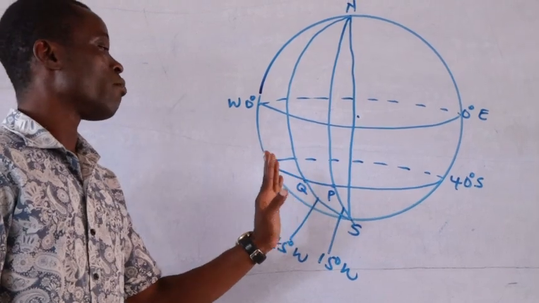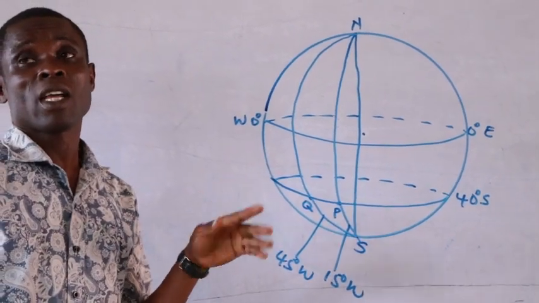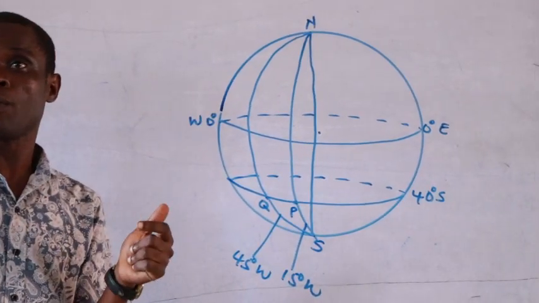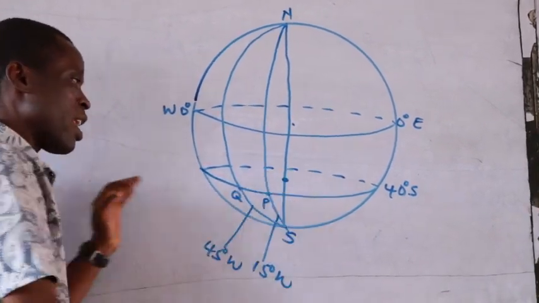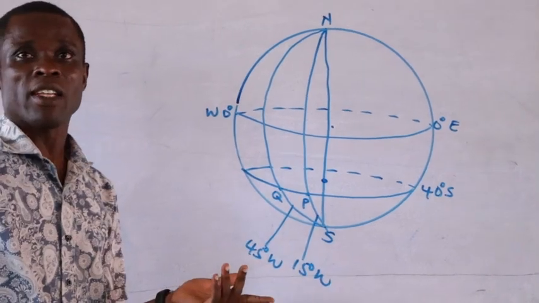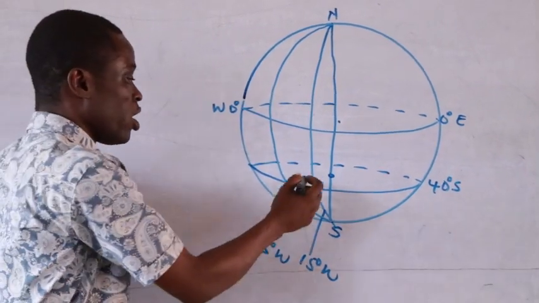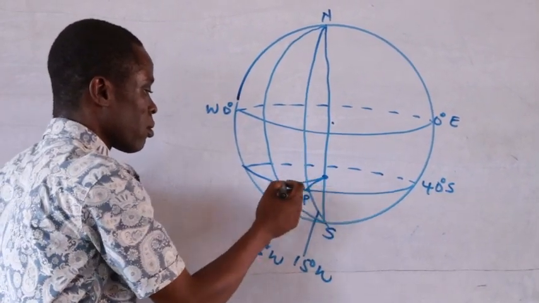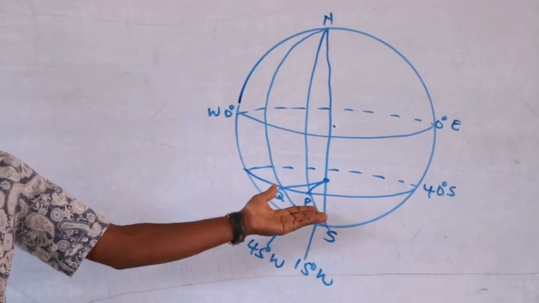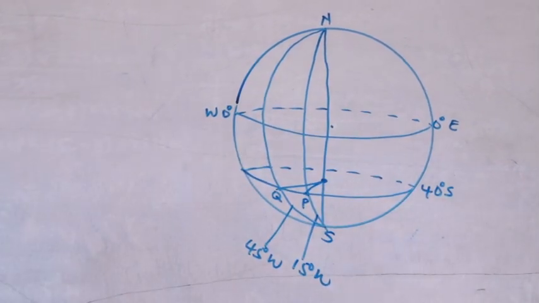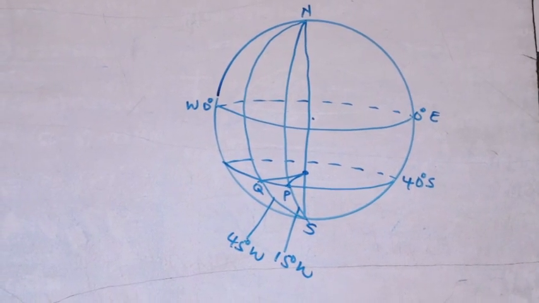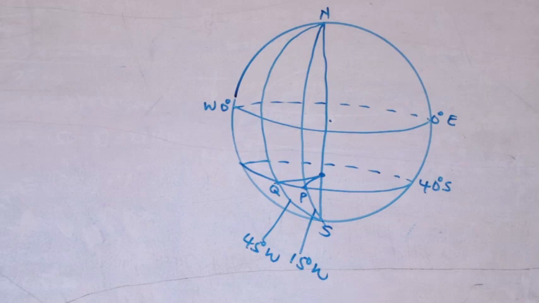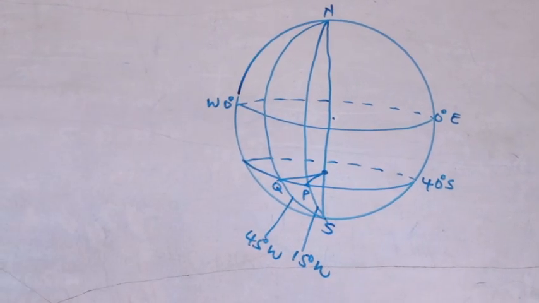The two of them lie on the same latitude, and that latitude is a small circle. Where is the center of this latitude? It is here on the polar axis, it's not the center of the Earth. So I can join this P to this. But the question continues: find the distance between P and Q along their parallel of latitude.